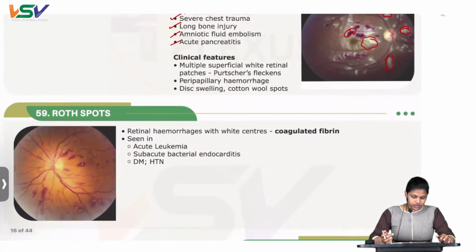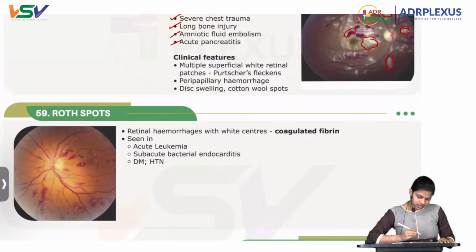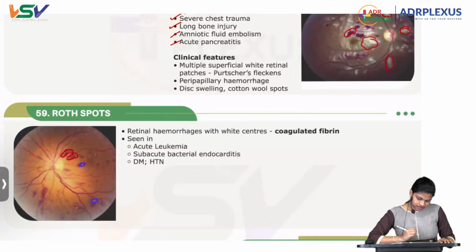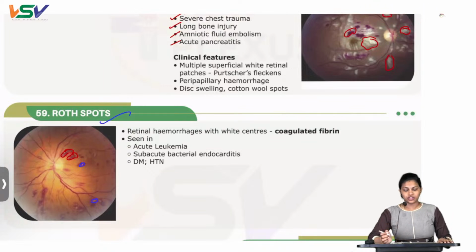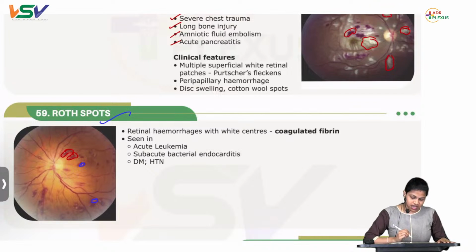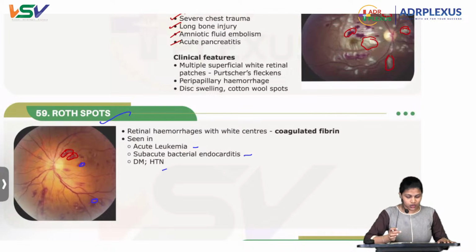Now, again 59, you can see the fundus picture with retinal hemorrhages. Now, what is special in these retinal hemorrhages is that you have a center white area. Center white area here. So, retinal hemorrhages with white centers is Roth spots. Okay, Roth spots. This white center is due to the coagulated fibrin, and this is seen in acute leukemia, subacute bacterial endocarditis, and can be seen also in diabetes and hypertension. So acute leukemia, Roth spots, retinal hemorrhages with white centers. White centers is due to coagulated fibrin.